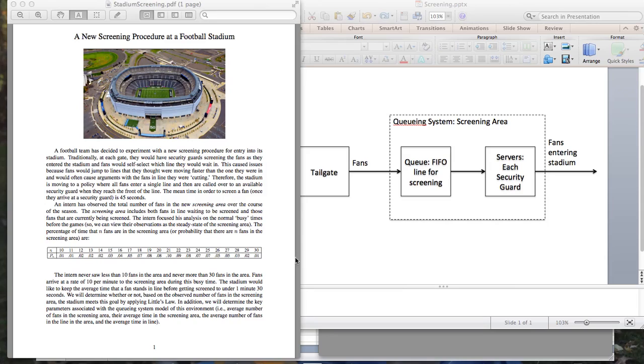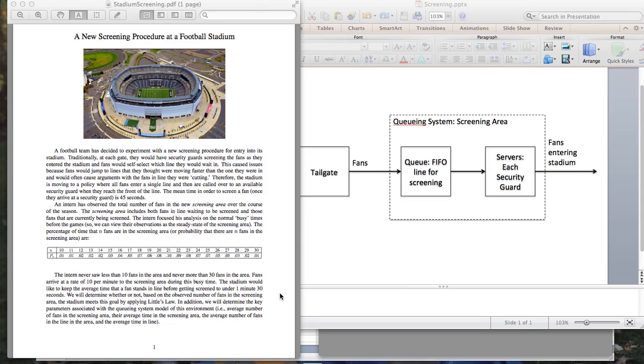We're also given the rate at which fans enter the screening area. So, showing up to the line to get screened, it says that fans show up at a rate of 10 per minute in essentially the steady state of this queuing system.